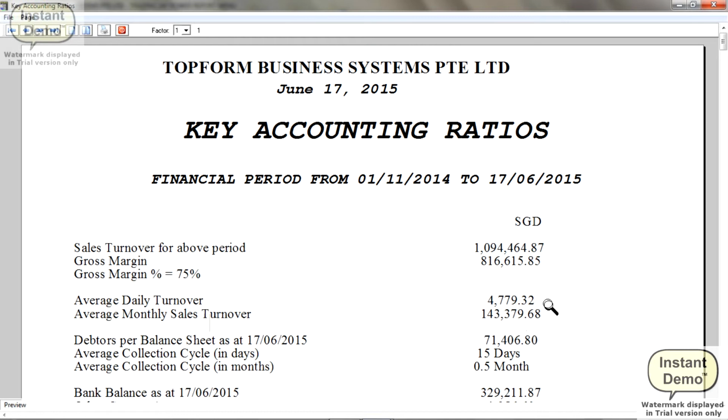You can even tell what your total debtors are at the end of the financial period. It also tells you the average collection cycle in days, which is 15 days. Wow, this company is doing a fantastic job in credit control.